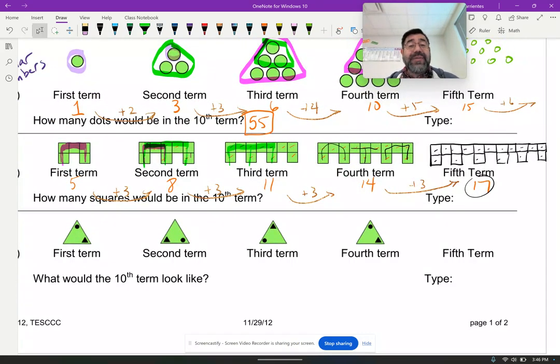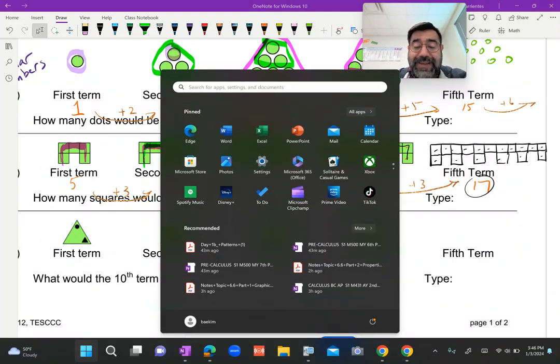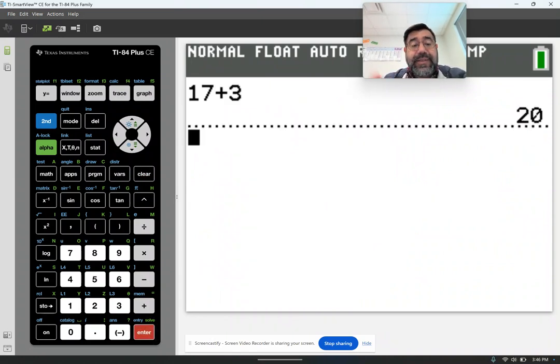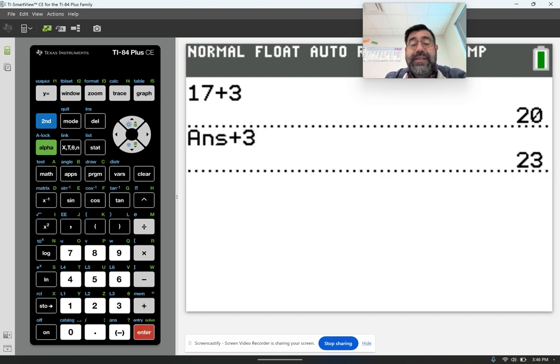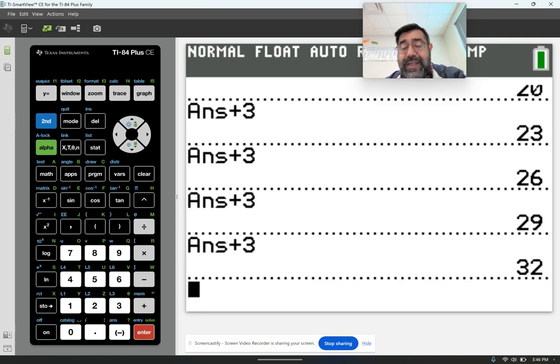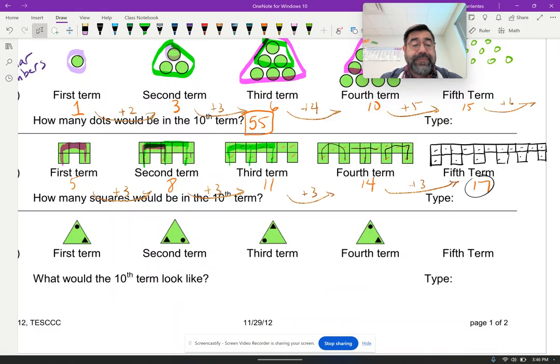But how do we find the 10th term? Well, now we know what the pattern is. We just keep adding 3 until we get to the 10th term. So the fifth term has 17. 17 plus 3 is going to be the sixth term. Plus 3 is going to be the seventh term. Eighth term, ninth term, and the 10th term has 32 squares. So there are 32 squares in the 10th term, and we can figure that out by just adding 3 more each time that we go.